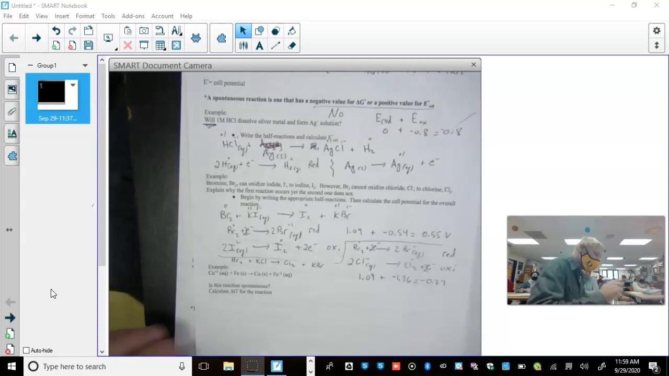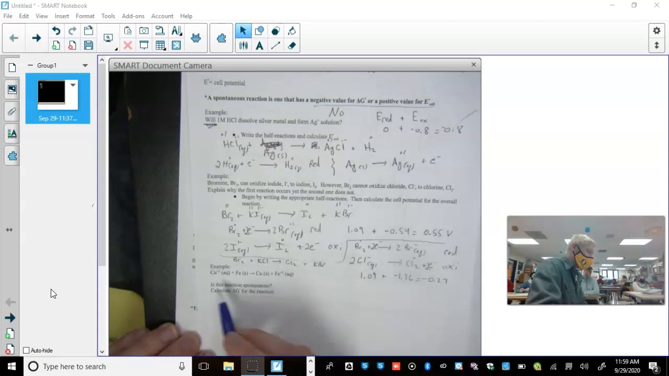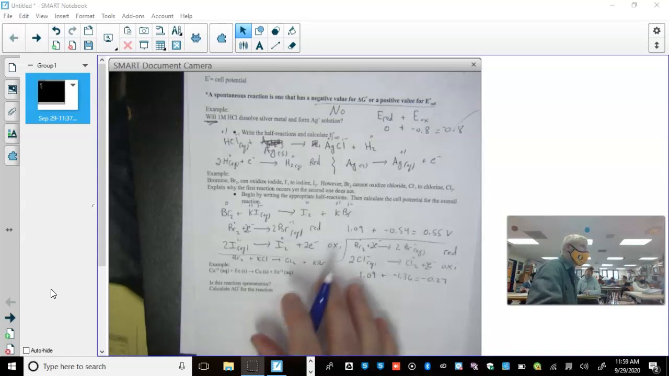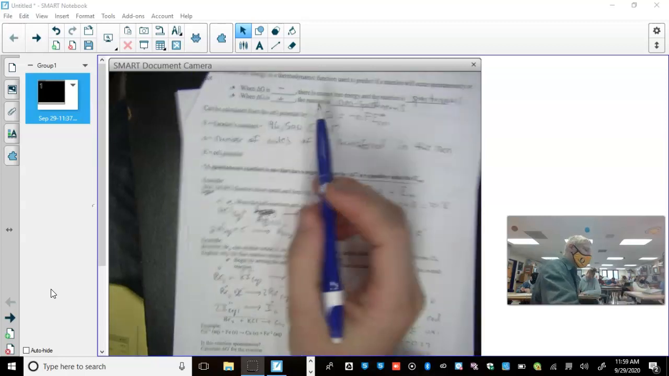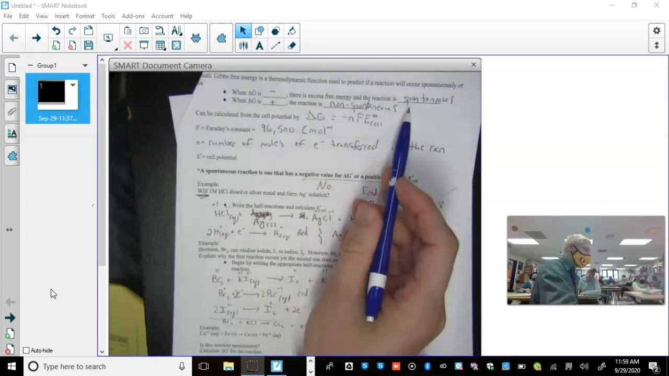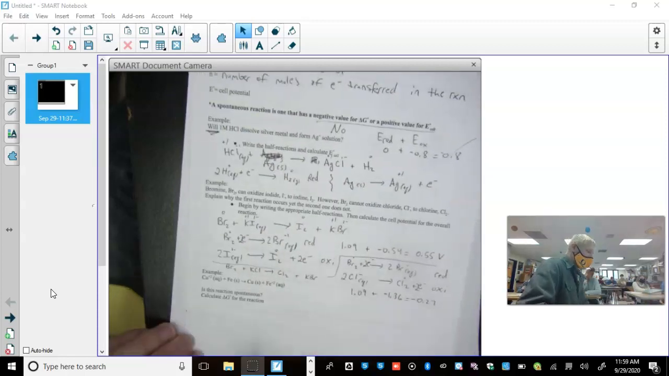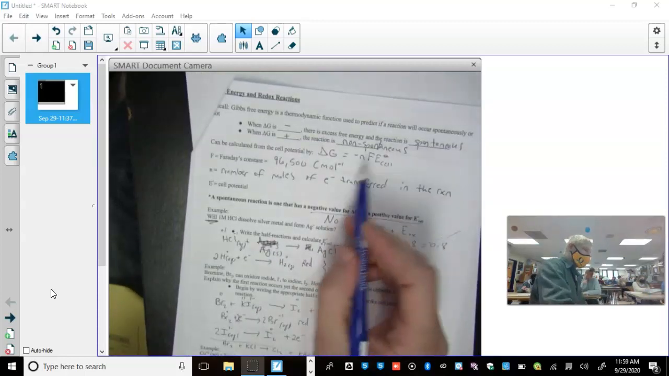Here's an example of delta G and spontaneity. It says, is this reaction spontaneous? So you're going to have to do the delta G problem. And going up here, if delta G is negative, it is spontaneous. So if it's not, then it's non-spontaneous. Remember that equation up here?